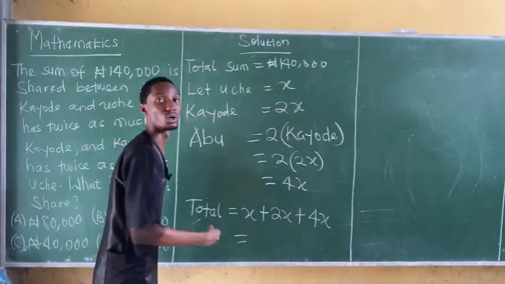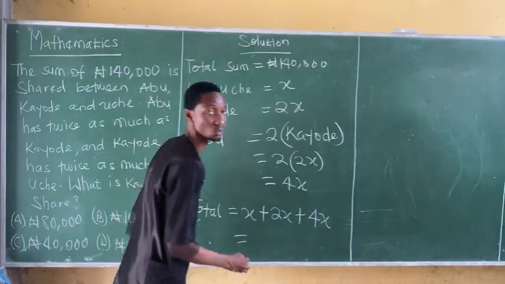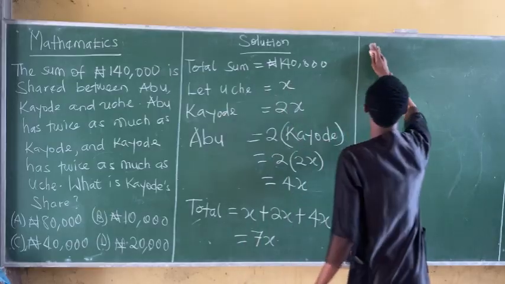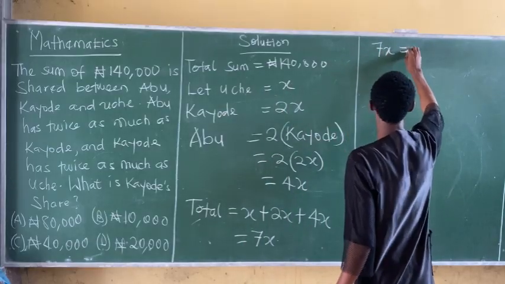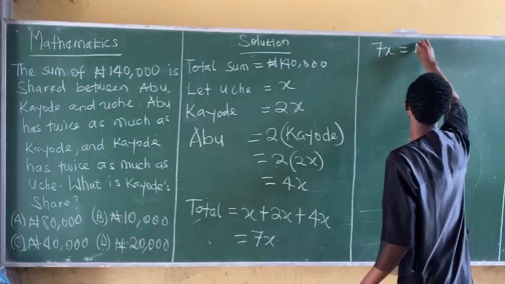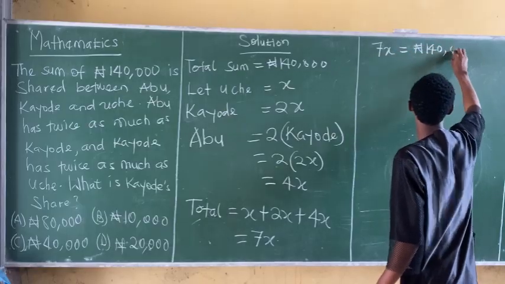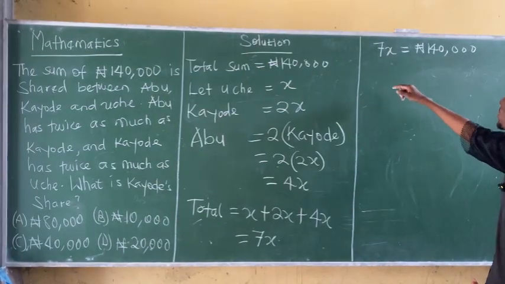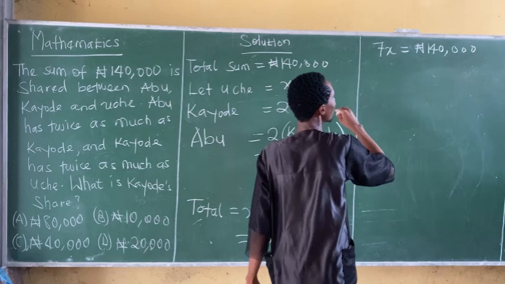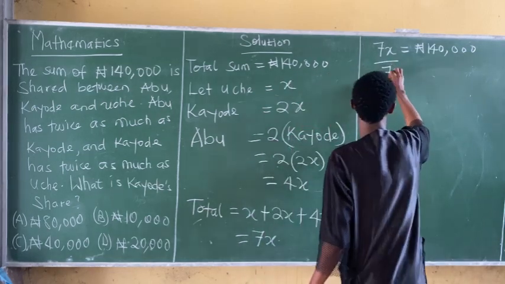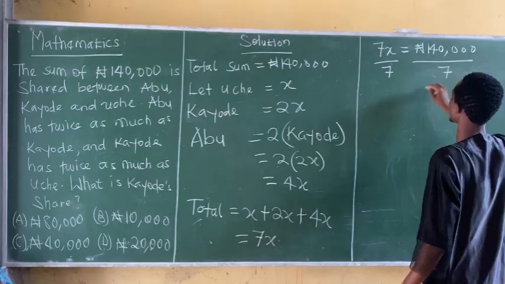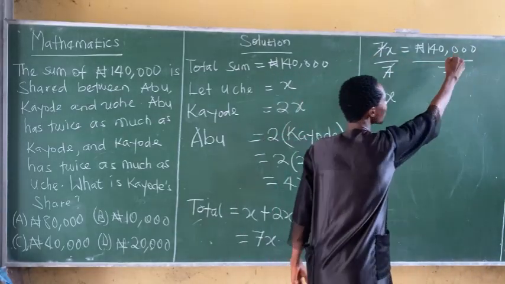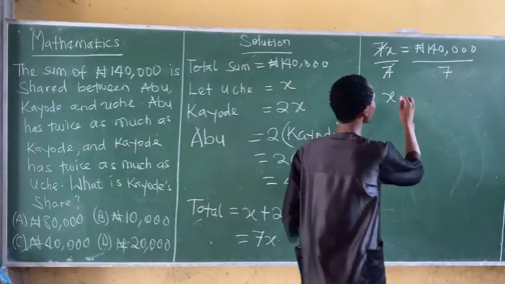X plus 2x will give us 3x. 3x plus 4x gives us what? 7x. Therefore, the number of shares is equal to the total sum, which is 140,000. To find the value of x, we need to divide through by the coefficient of x here, which is what? 7. If we divide through by 7, we have this divided by 7 and this also divides by 7. This will take away this, right? We're left with what? X. 140,000 divided by 7 will give us 20,000.